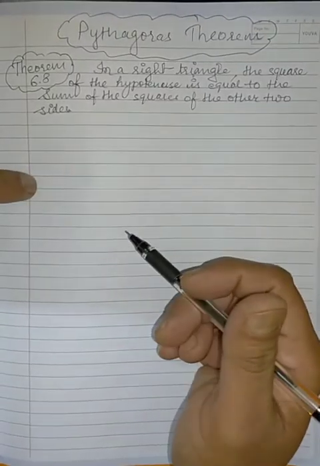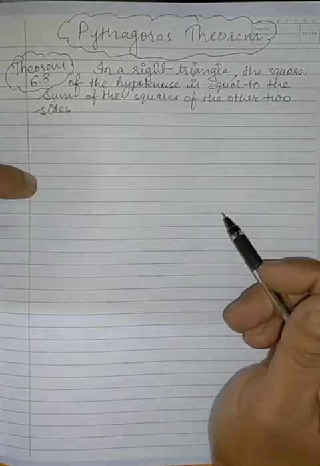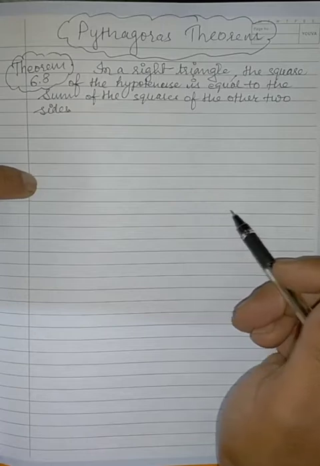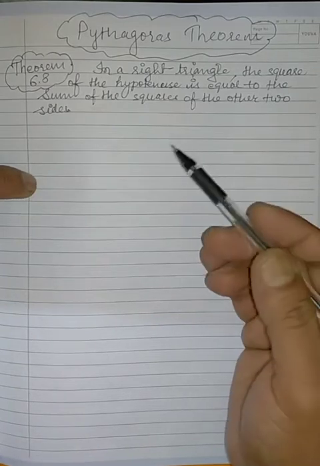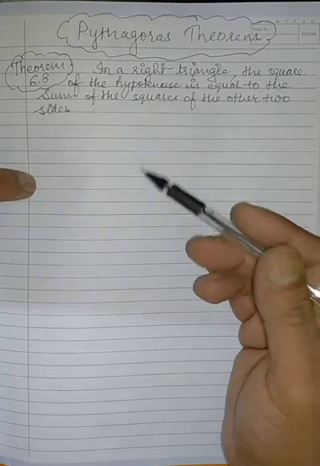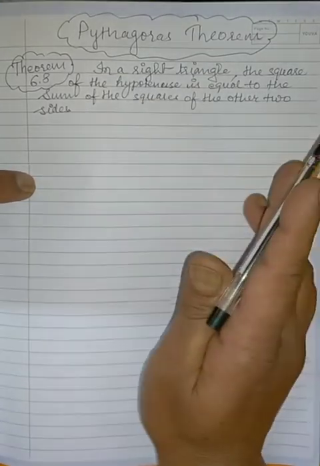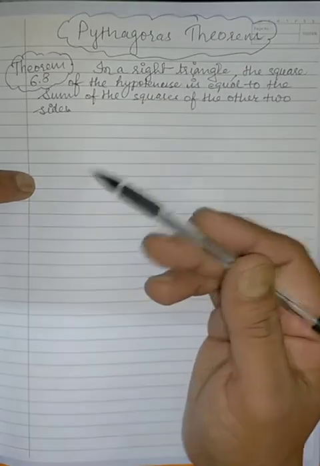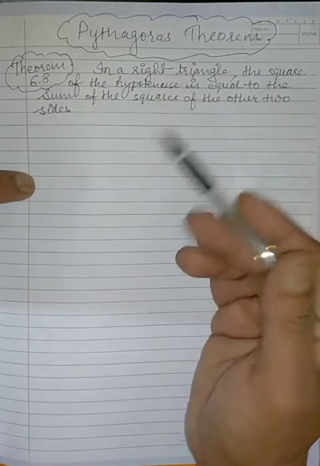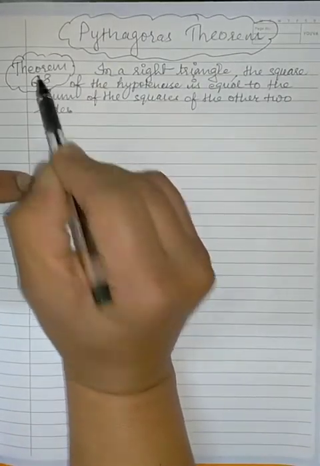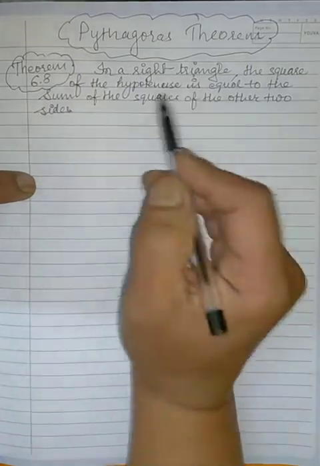In this video, we will try to learn the Pythagoras theorem. Pythagoras theorem we are studying from last 3-4 years and everybody knows the statement of the theorem. This time we have to prove this Pythagoras theorem by using similarity of the triangles. This is theorem 6.8, the main Pythagoras theorem.